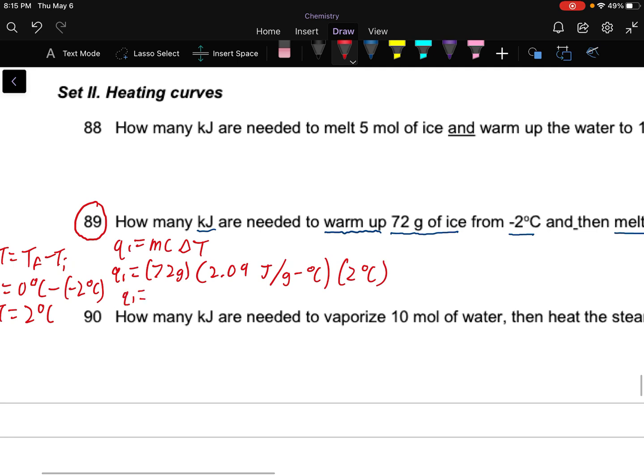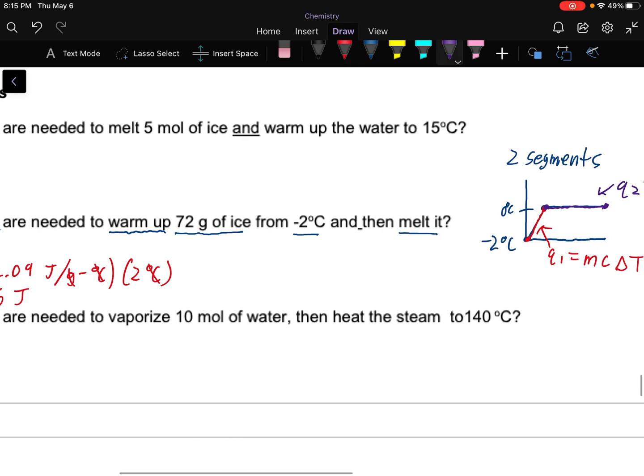And then I'm going to get my calculator and calculate Q1. That's 72 times 2.09 times 2. We get 300.96. And then for the units, the grams cancel out, degrees Celsius cancel out, and we're left with joules. So Q1 is equal to 300.96 joules.